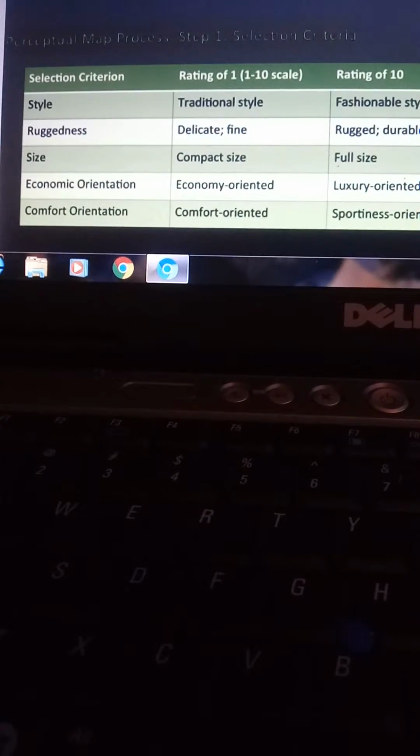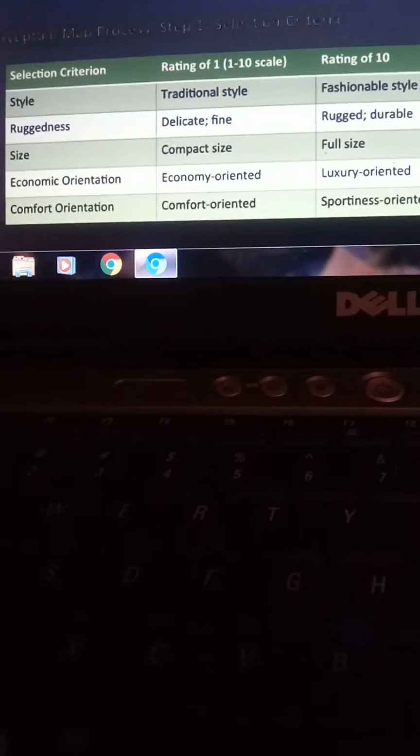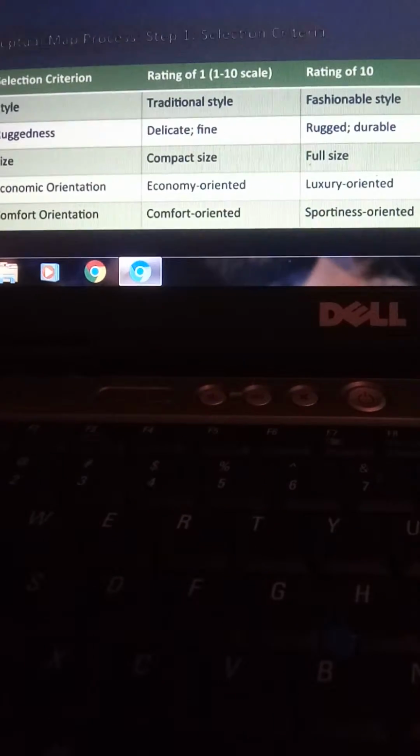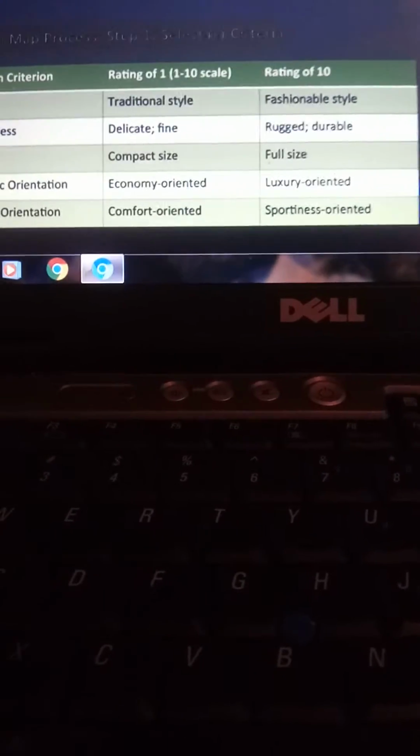In the first step, we determine what evaluation criteria consumers use when they select and purchase products and services. For example, if I'm purchasing a new cell phone, I would consider screen size, battery length, and other factors when deciding which one to buy. This slide shows some typical criteria and the polar opposites for each.